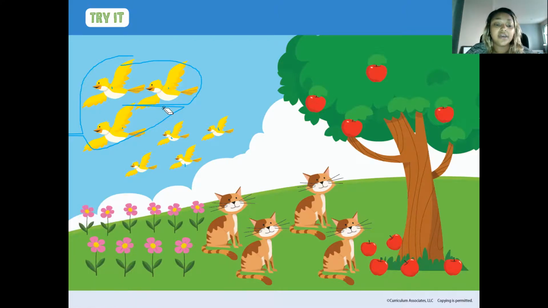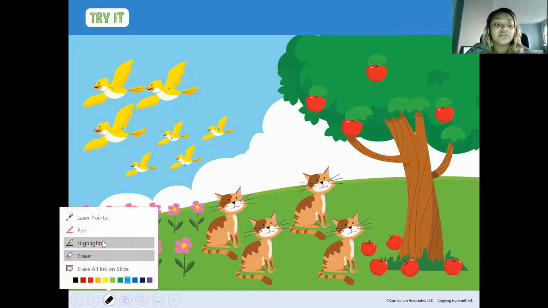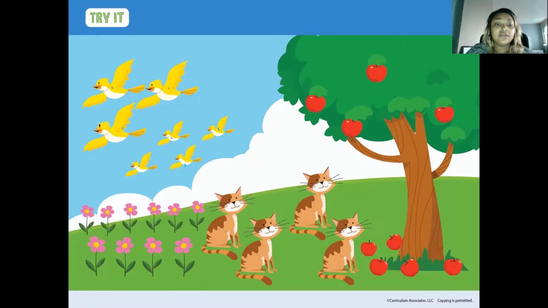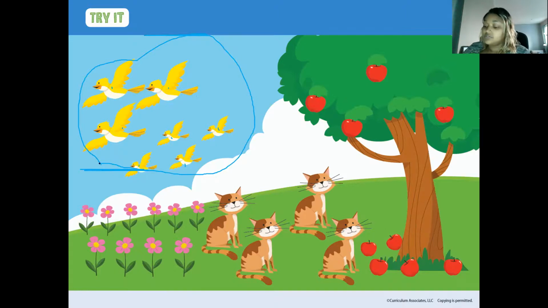Okay, let's get rid of that. We can circle them another way. We can circle them like this. Ooh. And they're all circled, so we know 7 plus, there's none not circled. So now we know 7 plus 0 equals 7. And I'm just showing you different ways because there's not just one way.